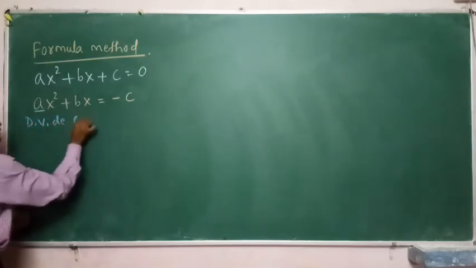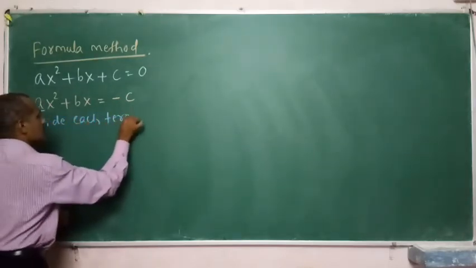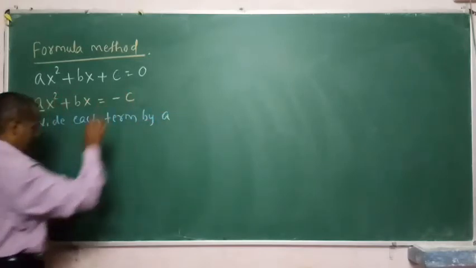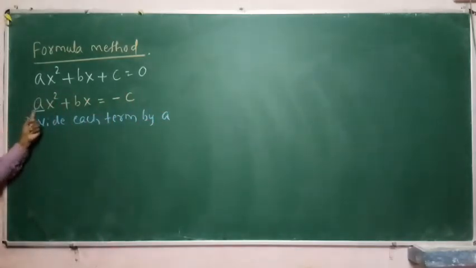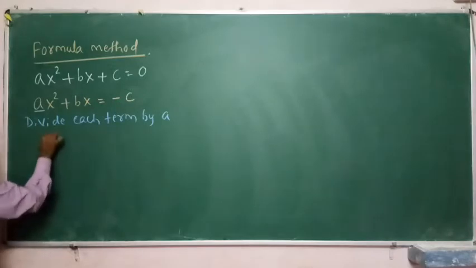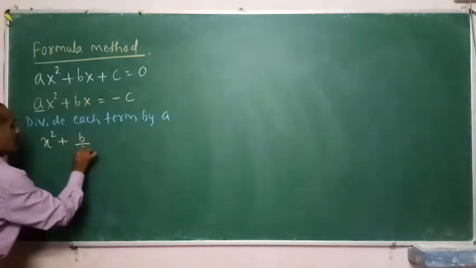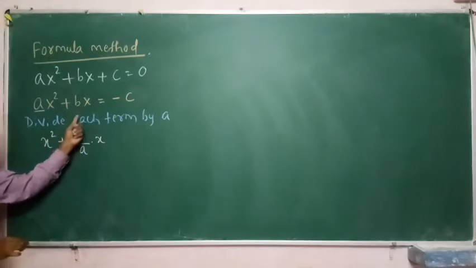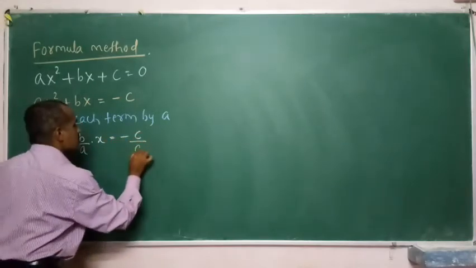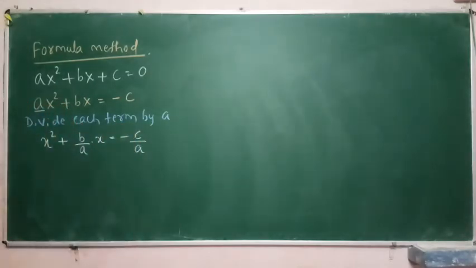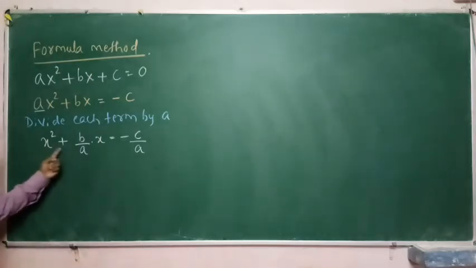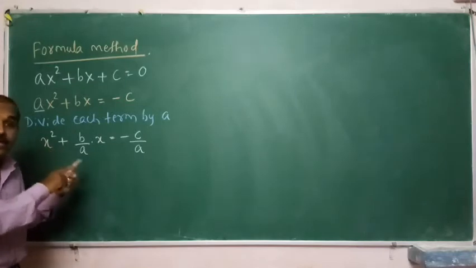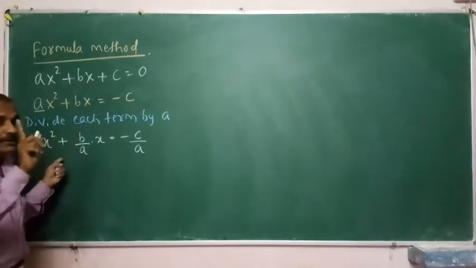Divide each term by a. I will directly write: divided by a gives you x square plus b by a into x, divided by a, is equal to minus c by a. Divide each term by a. I have explained all this in my previous video. If you have not seen my previous video, first see that video 3, then you can see this. Otherwise you will not understand.